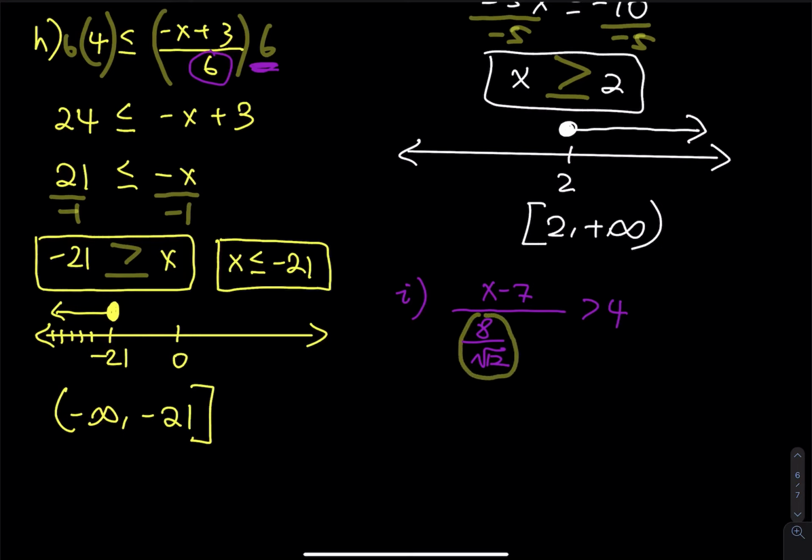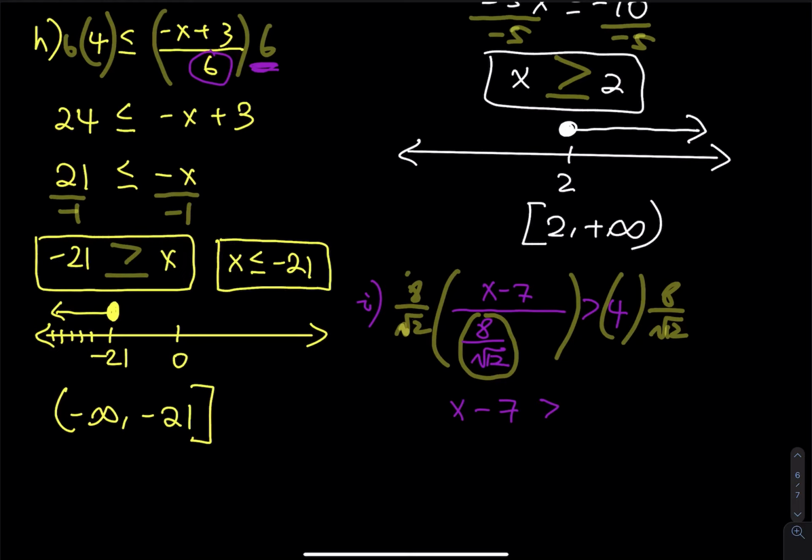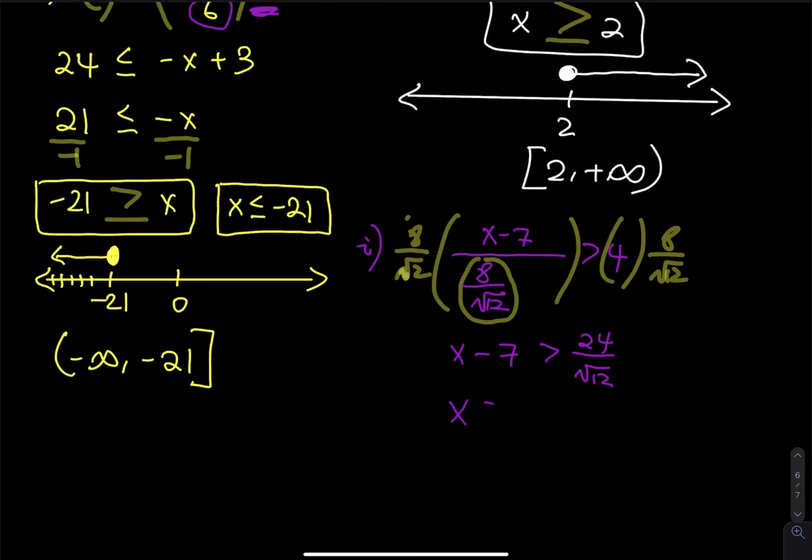So let me just erase the I really quick because I want to move the I over here. So part I, that quantity is 8 over square root of 12. And then this side is 8 over square root of 12. So the denominator will be cancelled instantly. And then on the left-hand side, we only have x minus 7 greater than 8 times 4, and then you take that, you add 7 to it. So x greater than 24 divided by square root of 12.